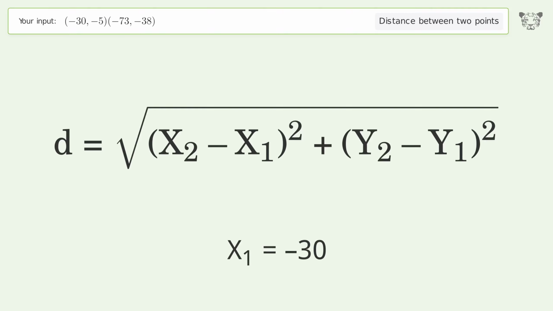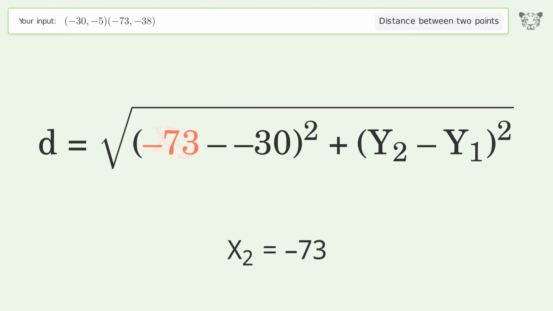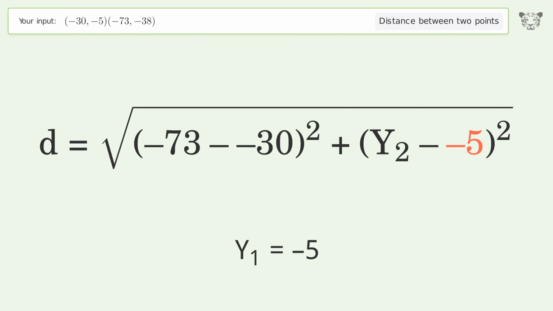x1 equals -30. x2 equals -73. y1 equals -5. y2 equals -38.